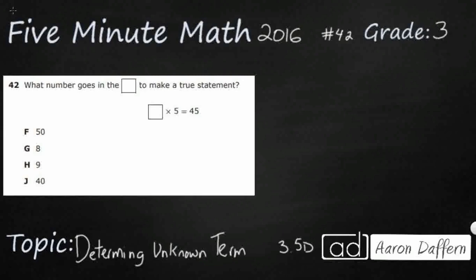Today we are looking at the third grade concept of determining the unknown term in a multiplication or division problem. This is standard 3.5D in the great state of Texas, and we're using item number 42 of the 2016 released STAAR test. If you have not done so already, please take a moment to pause the video, work it out on your own, unpause it, and we will look at our answers together.